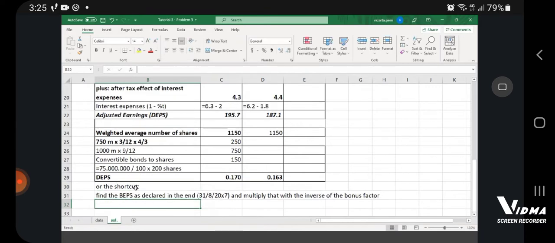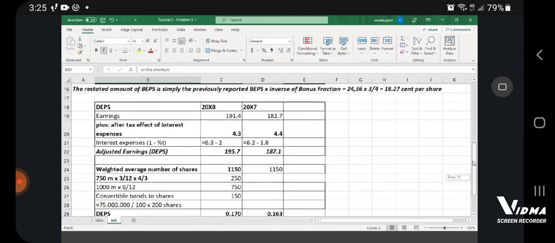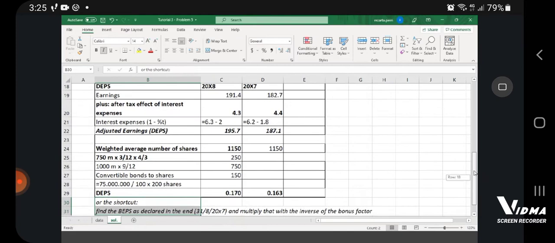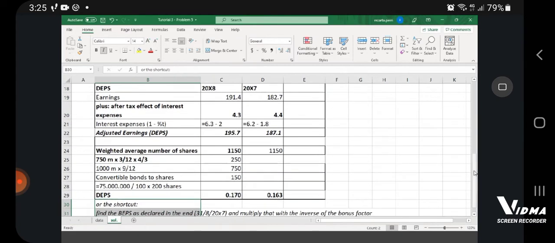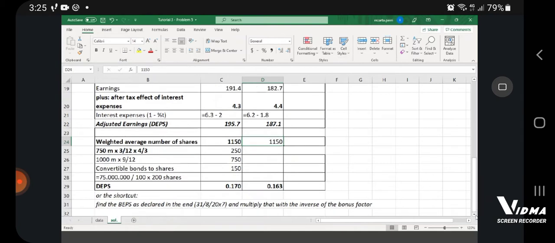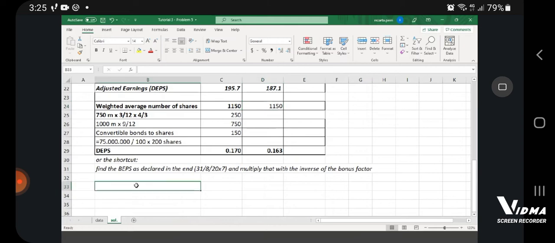In this case, this is not the shortcut for us. Why? Because we do not have the diluted earnings per share in 2017 to take that and to restate by multiplying. It's easier for us in this case to follow the first method, that is to restate the weighted average number of shares by taking into account the two factors, the bonus issue, I apologize, and the dilutive security.